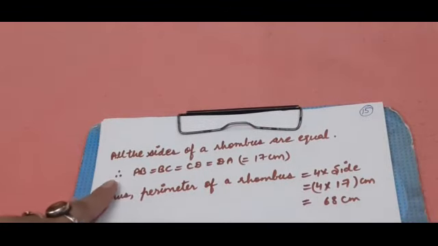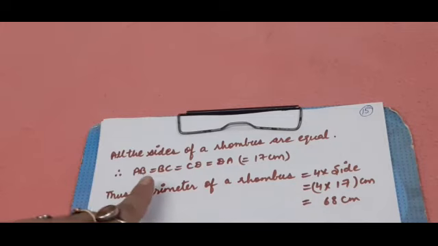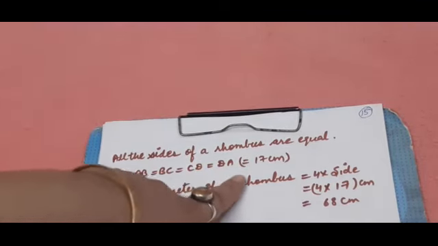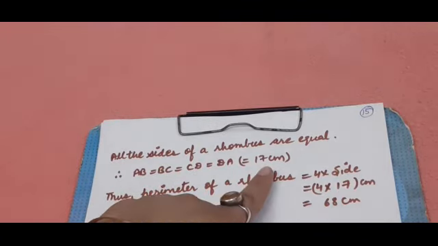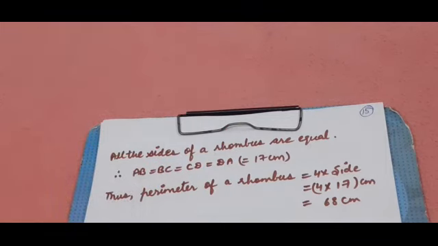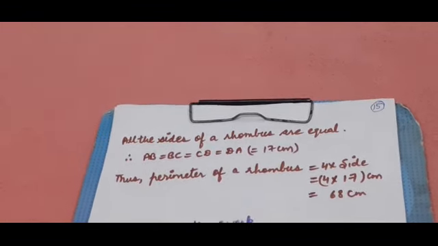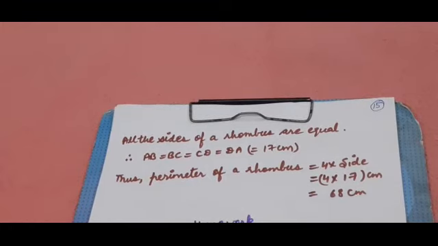Now all the sides of a rhombus are equal. That means AB, BC, CD and DA are each equal to 17 centimeter. We know that the sides are equal in the rhombus. So all the sides are 17 centimeter. Now what is the perimeter of the rhombus? We know the perimeter of a rhombus is 4 into side, that is 4 into 17 centimeter, that is 68 centimeter.